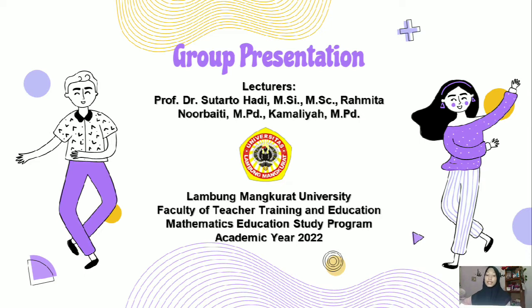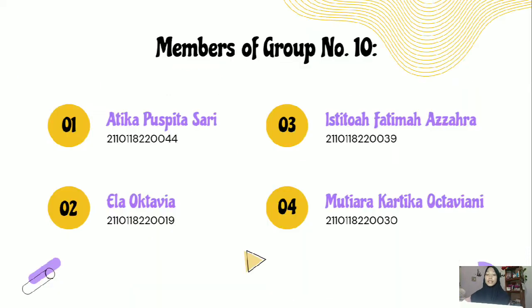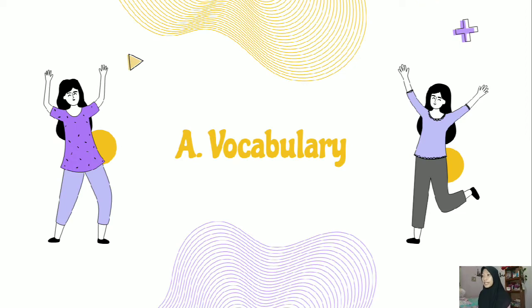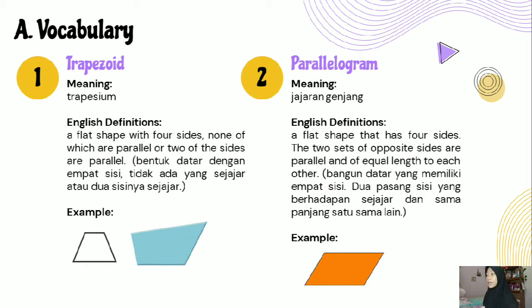Here I will present the material for the 9 meetings in the English Mathematics course through PowerPoint. Okay, the first material is vocabulary. Number 1, trapezoid, meaning in Indonesian language is trapezium. English definition, a flat shape with 4 sides, none of which are parallel or 2 of the sides are parallel. And the example is the picture.